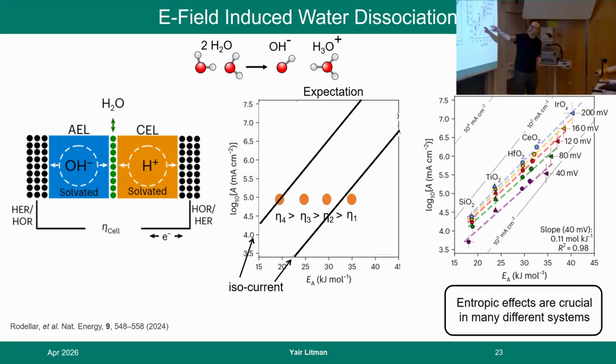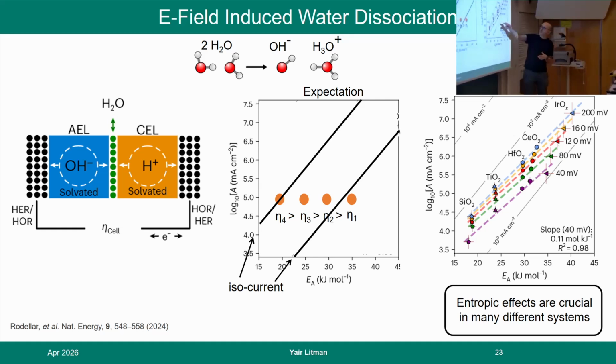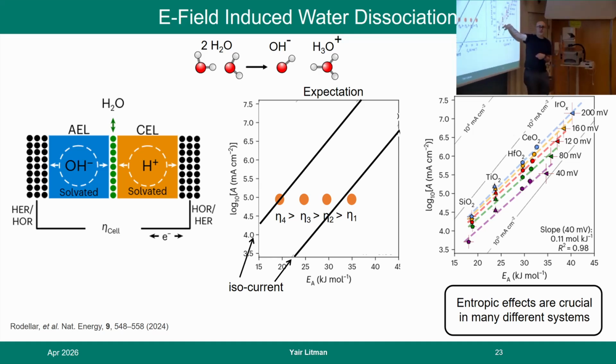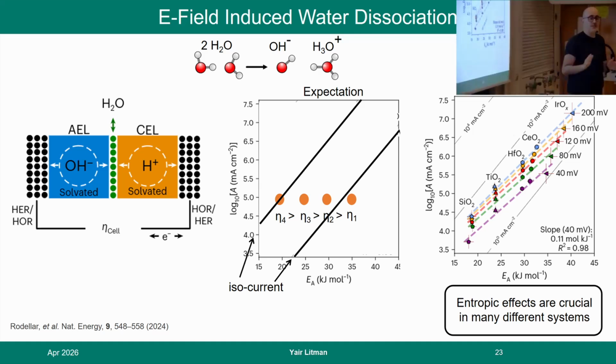So these are different oxides that they put in the inner region of the bipolar membrane. Let's pick one, for example, titanium oxide. Here different colors are different potentials. The lowest value is 40 millivolts and the largest one is 200 millivolts. So increasing our potential, you see that the line is vertical, not horizontal. So exactly the opposite of what we would expect, and this appears for many oxides. Iridium is really different, and this is because it has metallic behavior, and we can discuss that later.